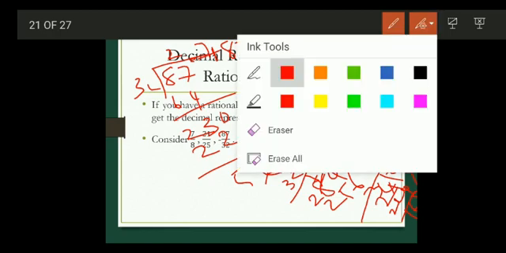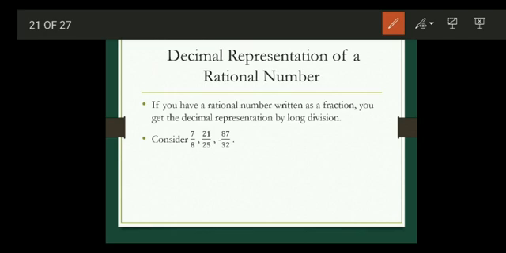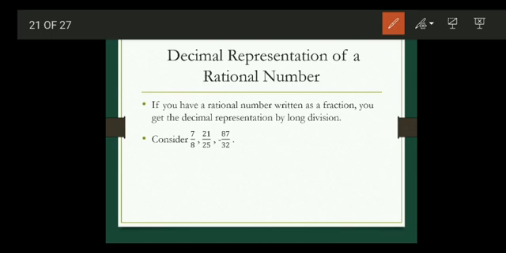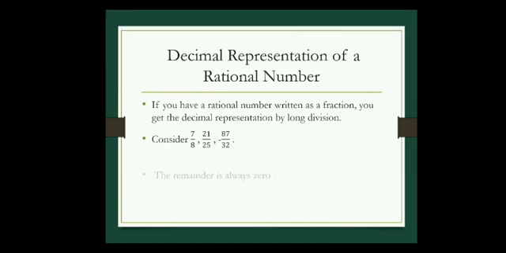So when you divide 87 by 32, you will get 2.71875. Right. And the remainder is 0. Since here we have taken minus 87 by 32, the answer will be minus 2.71875. And when we do all three things, we got remainder as 0.